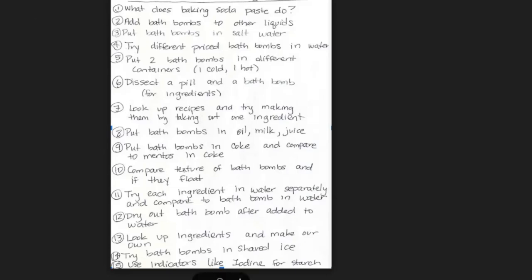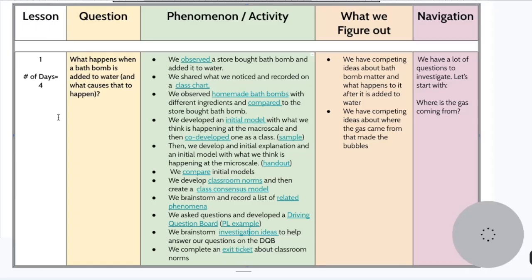Actually, here's one right here. Try each ingredient in water separately and compare it to the bath bomb in the water. We do this. And so they will see that their ideas are in the unit.